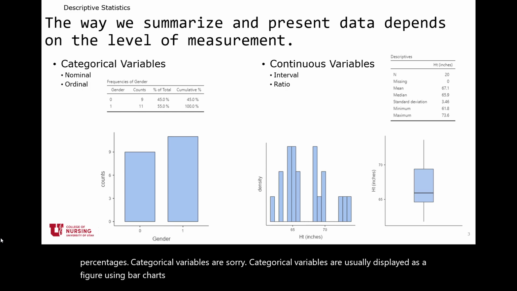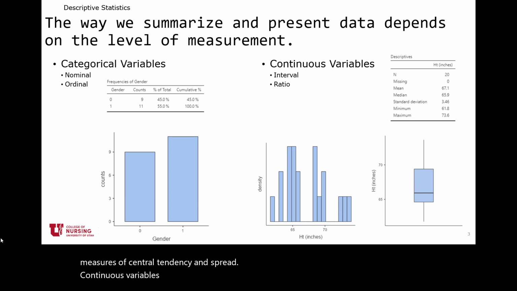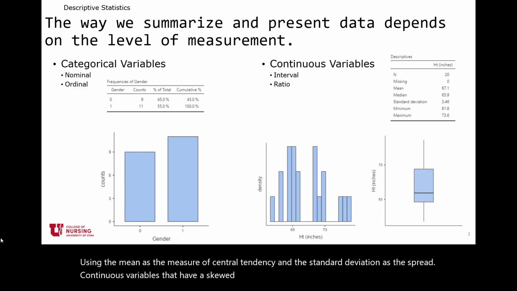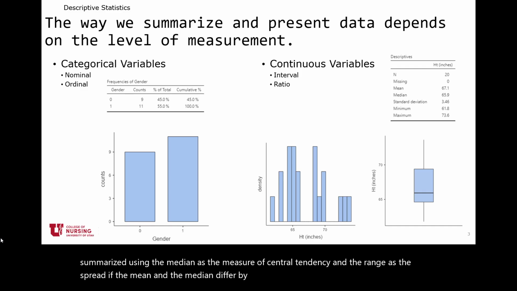Continuous variables, interval and ratio, are usually summarized using measures of central tendency and spread. Continuous variables close to a normal distribution are usually summarized using the mean as the measure of central tendency and the standard deviation as the spread. Continuous variables that have a skewed distribution with outliers are usually best summarized using the median as the measure of central tendency and the range as the spread. If the mean and the median differ by much, it's probably best to use the median.